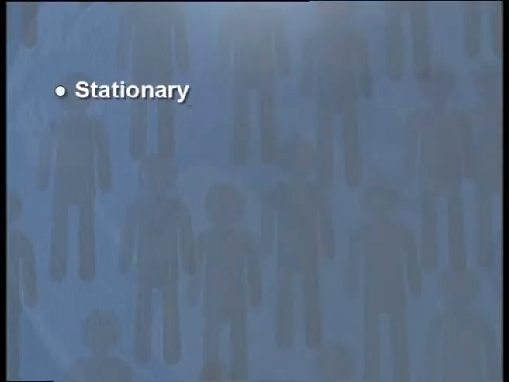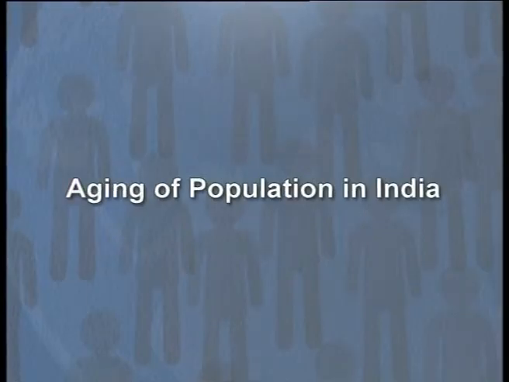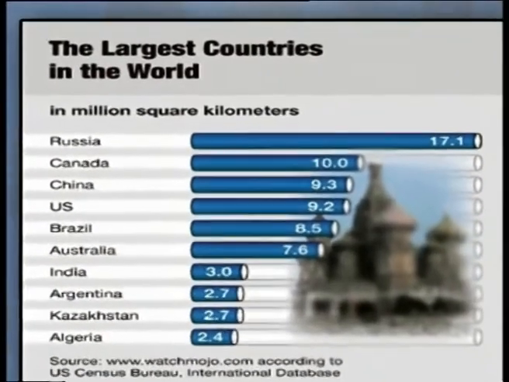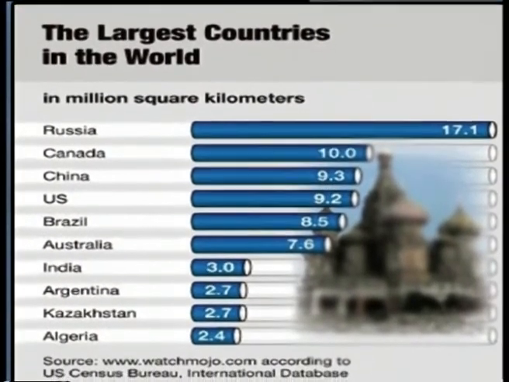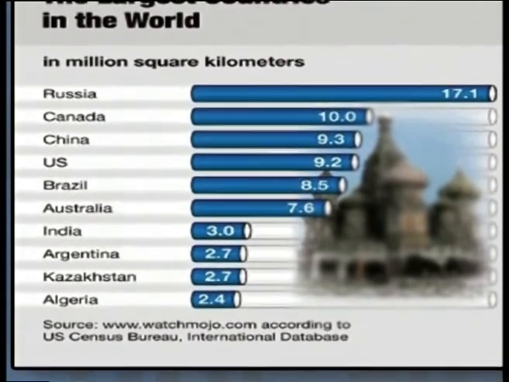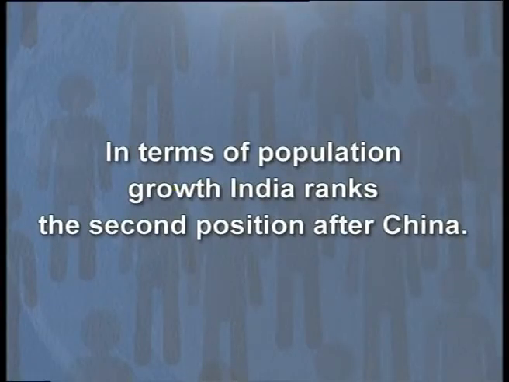In the earlier session, we have discussed about stationary, stable and quasi-stationary population. Now we will discuss about aging of population in India. Geographically, India's position is 7th largest country, preceded by Russia, Canada, China, America, Brazil and Australia. In terms of population growth, India ranks the 2nd position after China.